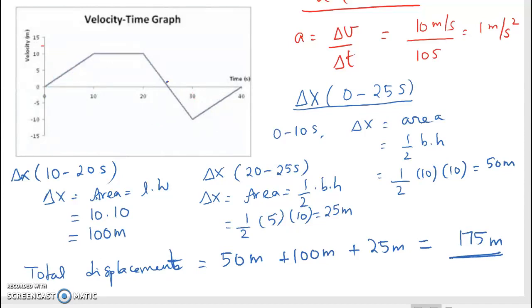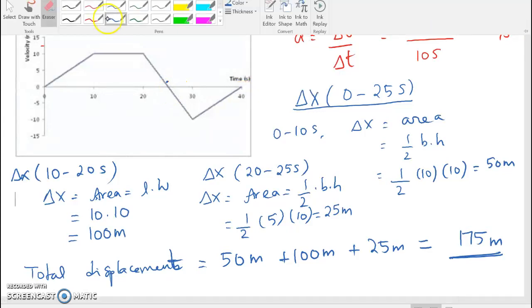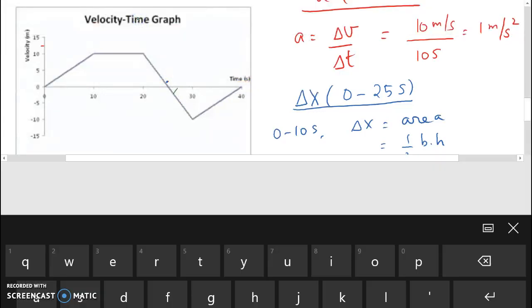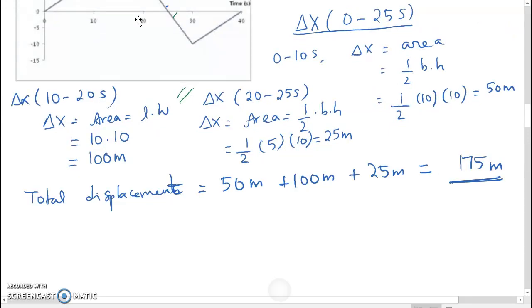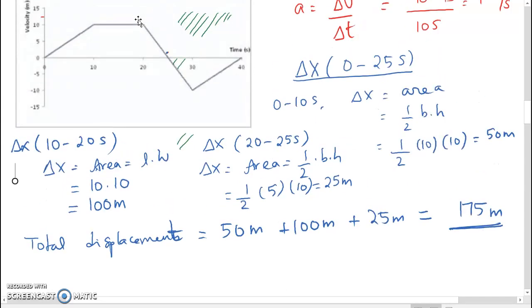Here is something to think about. Between 25 and 40 seconds, notice that the area seems to lie below the time axis. What does that really mean? So something to think about, and we'll see again next time.